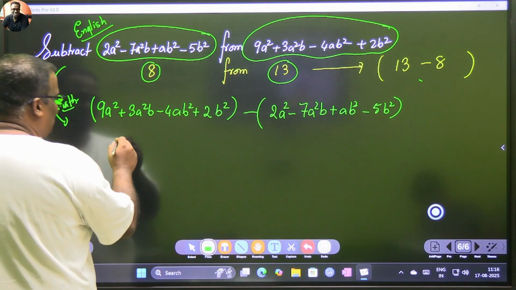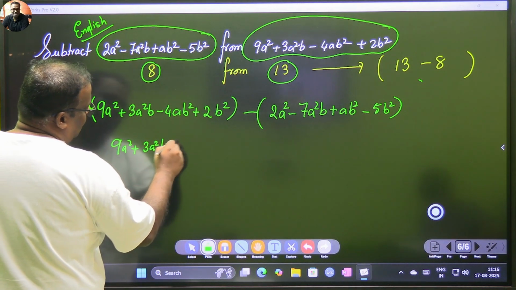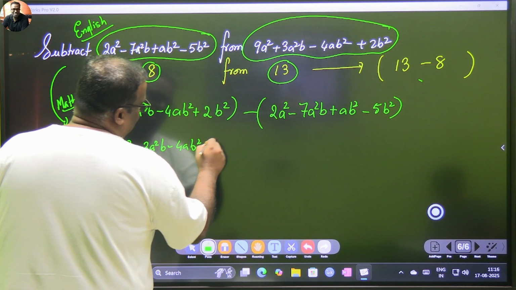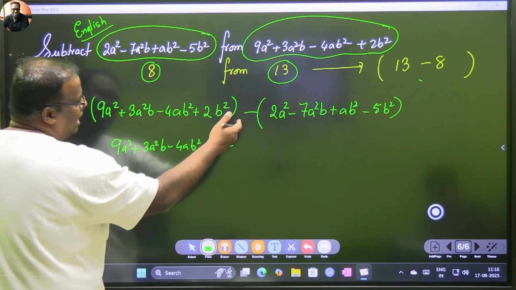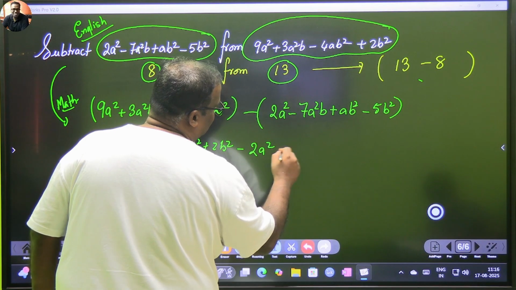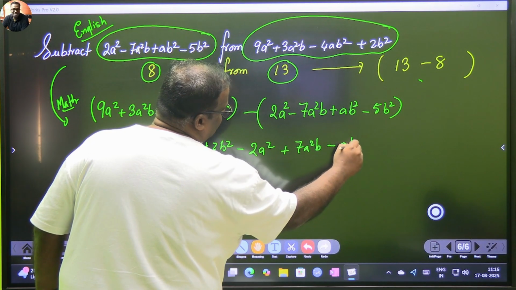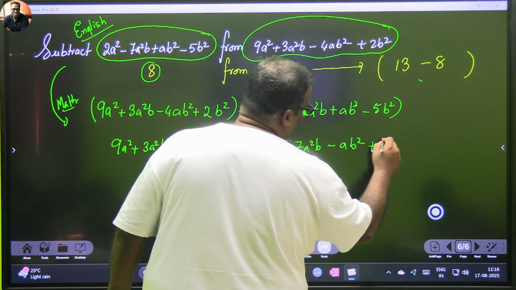So our next step will be what, beta? 9a square plus 3a square b minus 4ab square plus 2b square. Now attack with the minus. It becomes minus 2a square. Then plus 7a square b. Then minus ab square. Then plus 5b square.